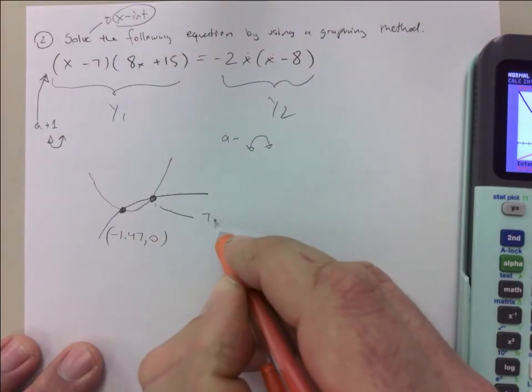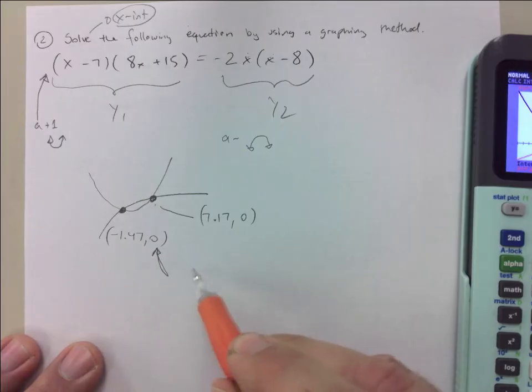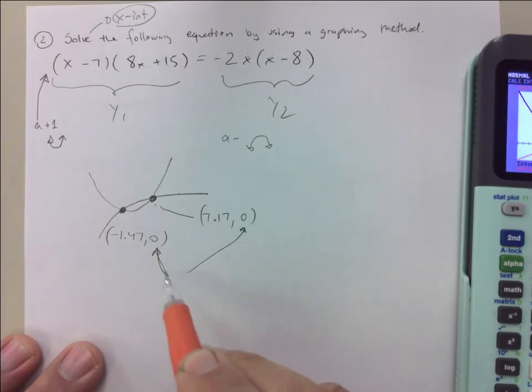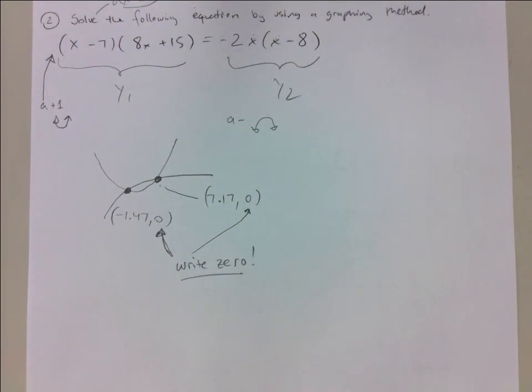Okay, 7.170. Make sure, right? Write 0, okay? Don't write the actual coordinates of the y values, okay?